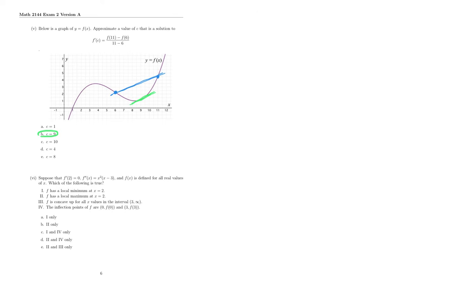Then it says, suppose that f of 2 is 0, f prime of 2 is 0, f double prime is equal to that, and f of x is defined for all real values. Which of the following is true? So I know that f prime of 2 is 0. So that means that x equals 2 is a critical point. So I can use the second derivative test to see what is f double prime of 2.